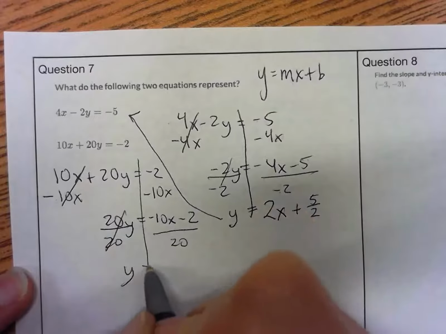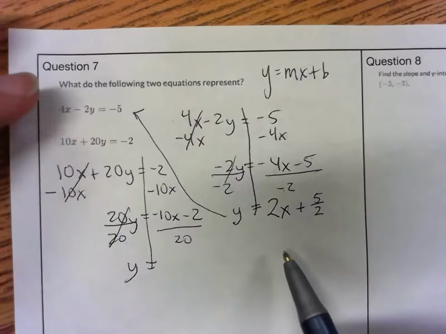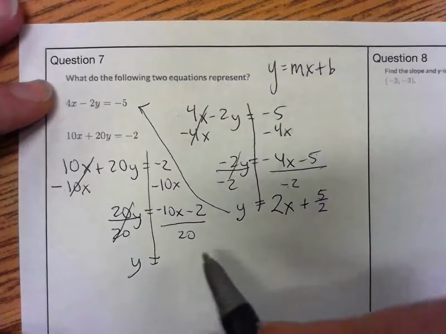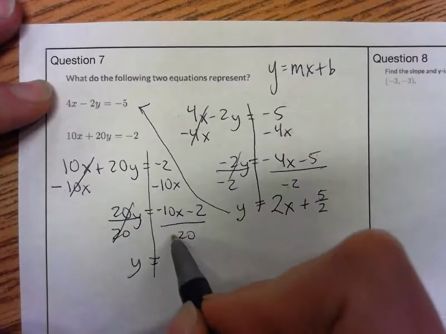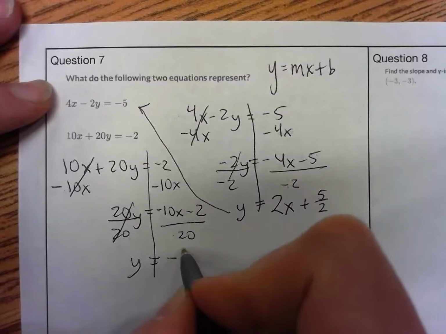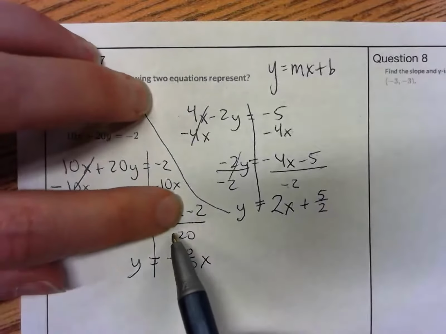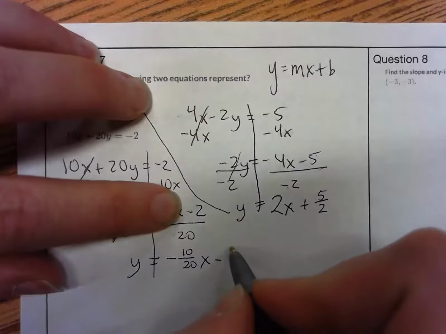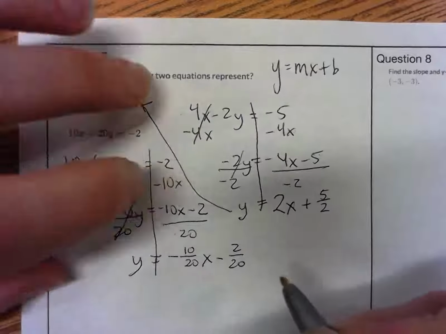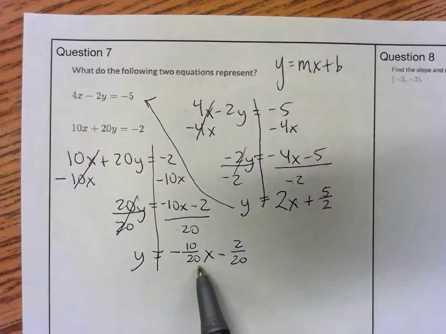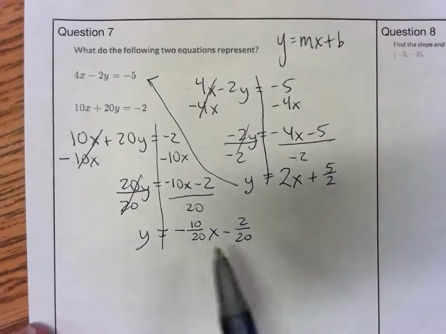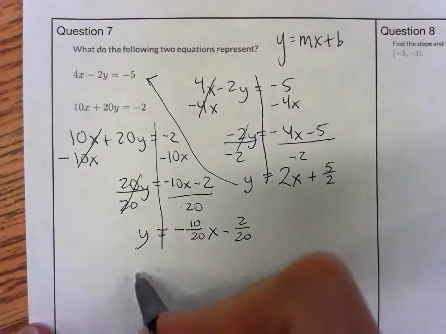This cancels, and I'm left with y equals, I'm not going to simplify to start, I'm just going to solve it, and then we'll simplify in a minute. So negative divided by positive would be negative, and then I'm going to do 10 over 20x. Then negative divided by positive will be negative, and it's going to be 2 over 20. So this can be simplified, and if you can do the simplification in your head, great. If not, you'll do this step and then simplify.